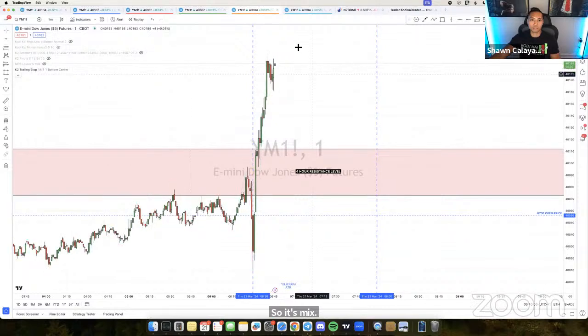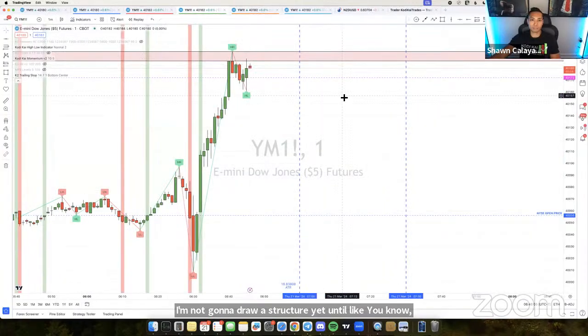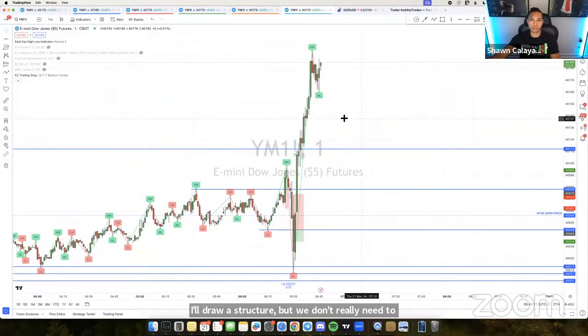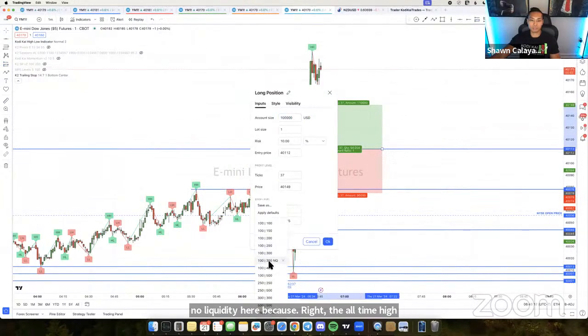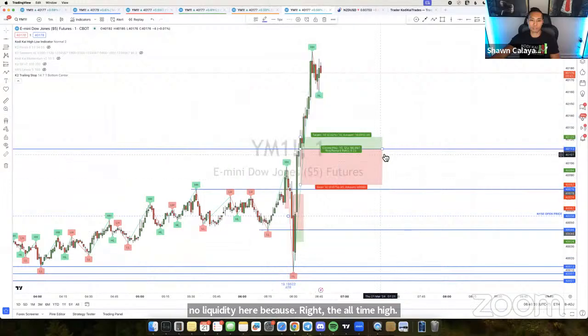I'm not going to draw a structure yet until it's been established. Once we have a new high here, I'll draw a structure, but we don't really need structure yet because it's still going back and forth. There's obviously no liquidity here because price is at the all-time high. So the second level of liquidity right there got hit, or third level actually.